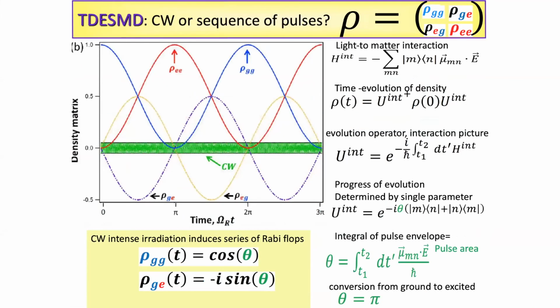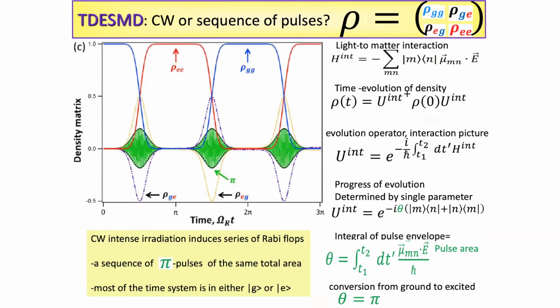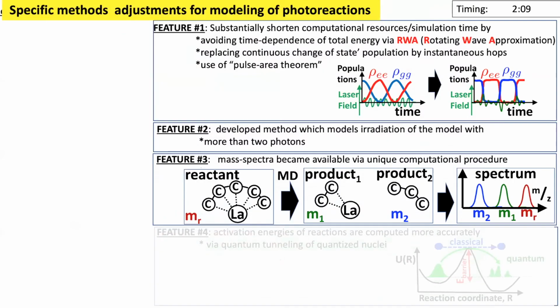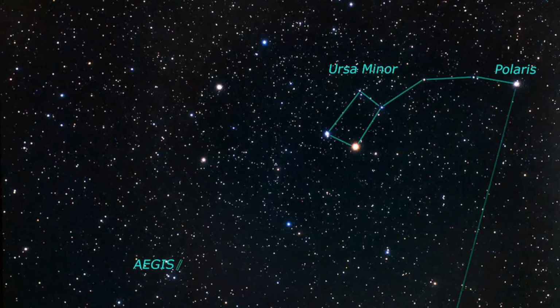One of the tricks is the rotating wave approximation, and another is the pulse area theorem, where one can innocently replace a continuous wave by a train of pulses. And under this approximation, one can explore the behavior of a system under intense light for a long time and hope to get some qualitatively reasonable results.